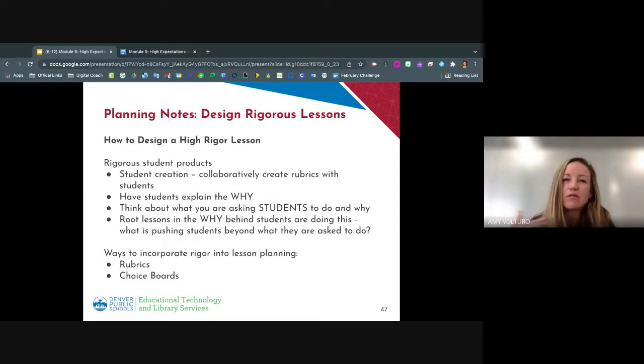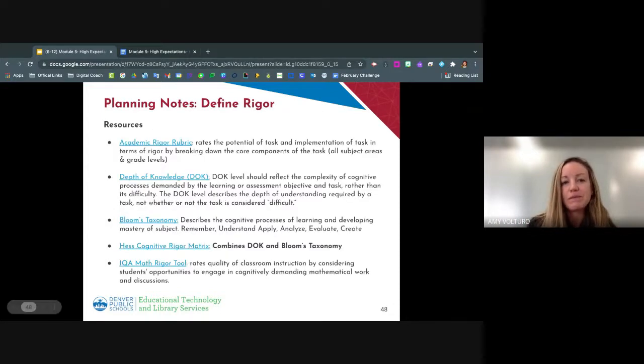This just sounds like a lot of words, so we're hoping right now that we can show you examples of what it doesn't look like and then walk you through what it does look like. That's what we're going to be doing in this next portion, and we're going to talk about rubrics and choice boards.